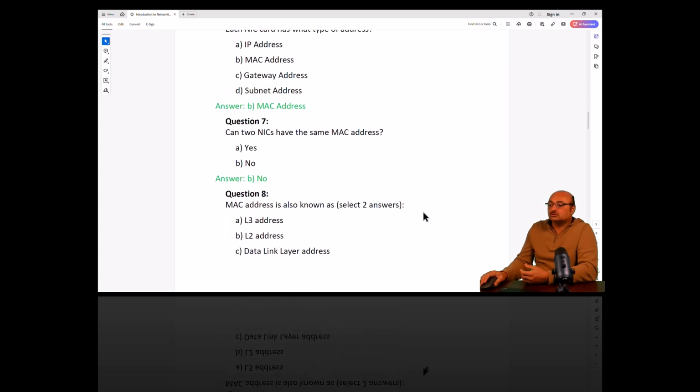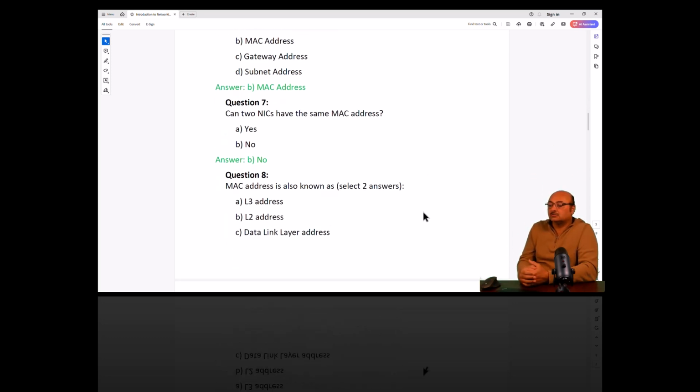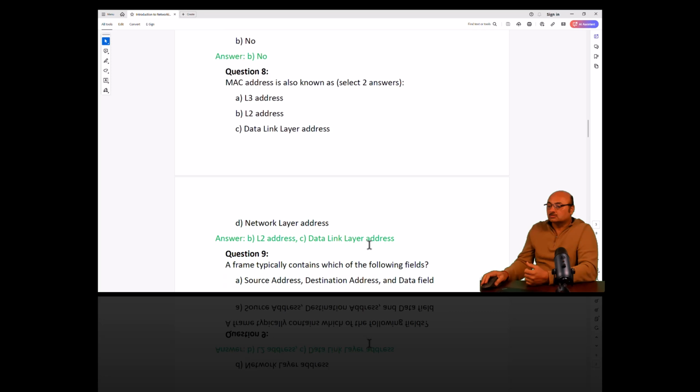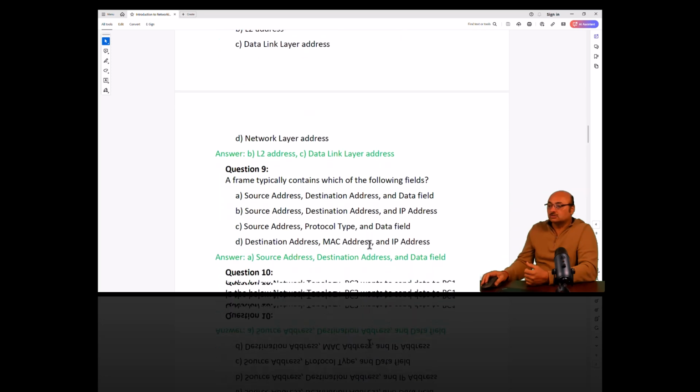Moving on to question number 8. MAC address is also known as... remember, a few minutes back I mentioned that the MAC address resides on the data link layer. So this is also known as the data link layer address, and since it is residing on layer 2, we can also call it the layer 2 address. So the correct answers are B and C. Okay. Moving on to the 9th question.